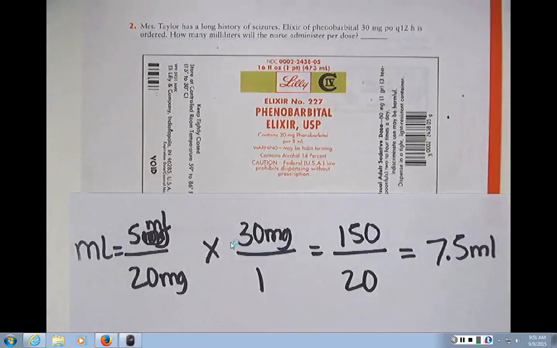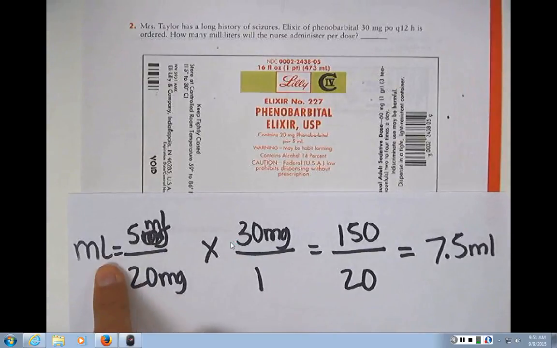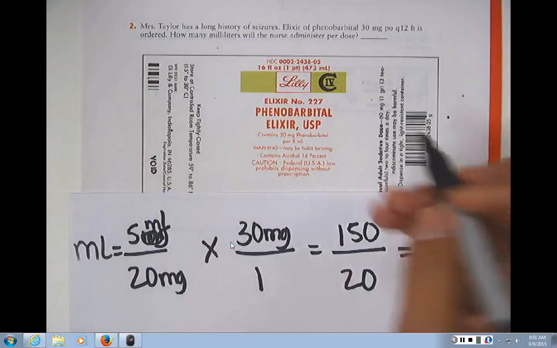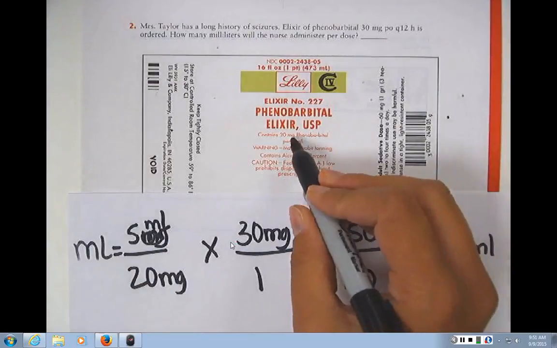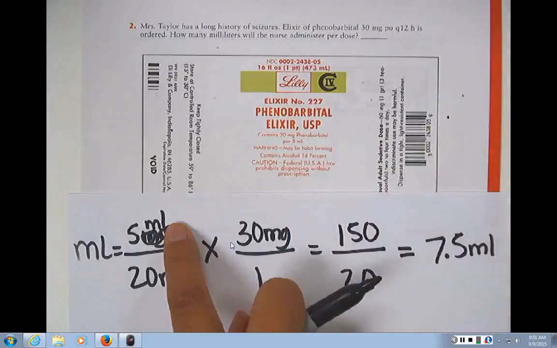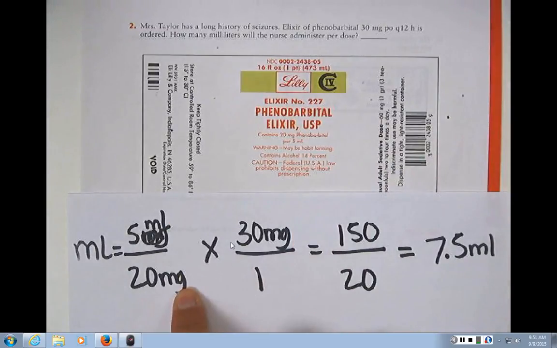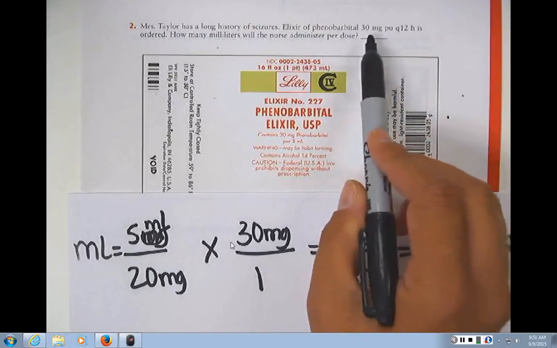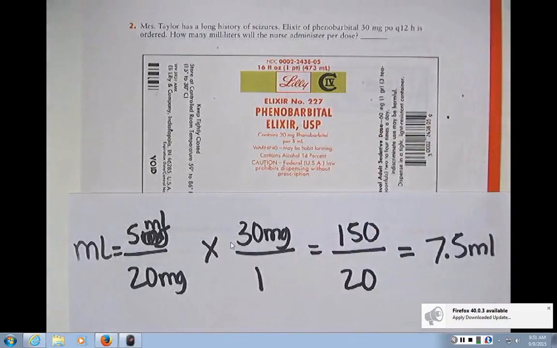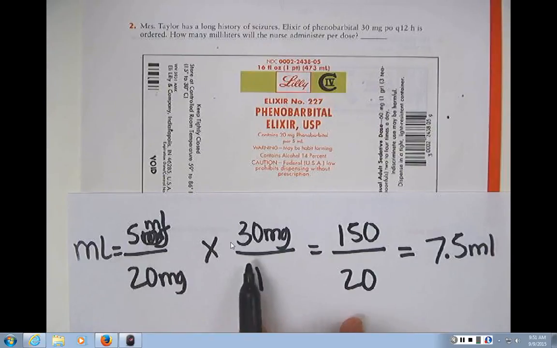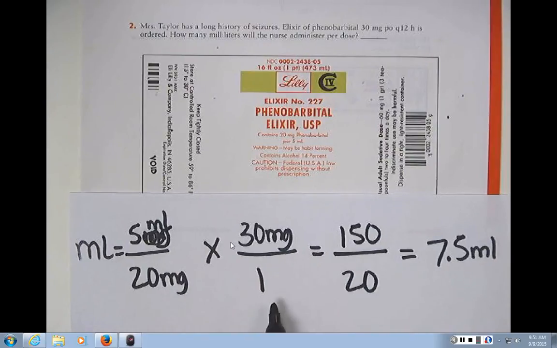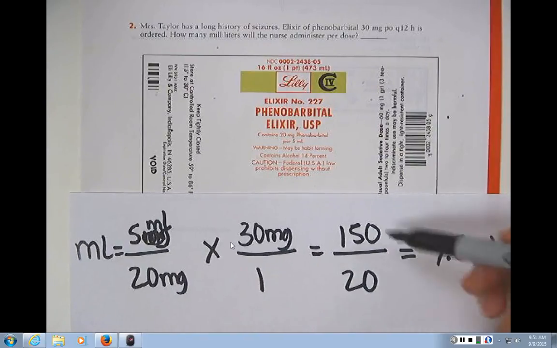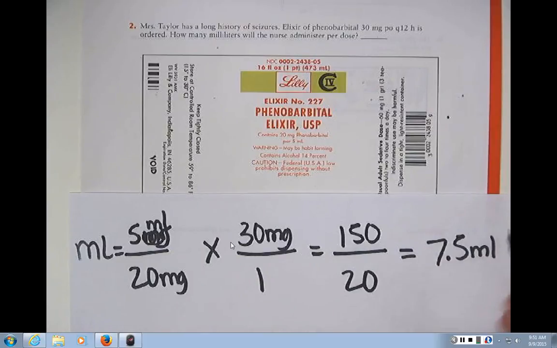I'm solving for milliliters. My dose on hand is 5 milliliters, has 20 milligrams in it. So 5 mLs over 20 milligrams. My physician has ordered 30 milligrams, so 30 over 1, and then you just multiply straight across. So 5 times 30 was 150. 20 times 1 is 20. I divide 150 by 20, and it gives me 7.5 mLs.